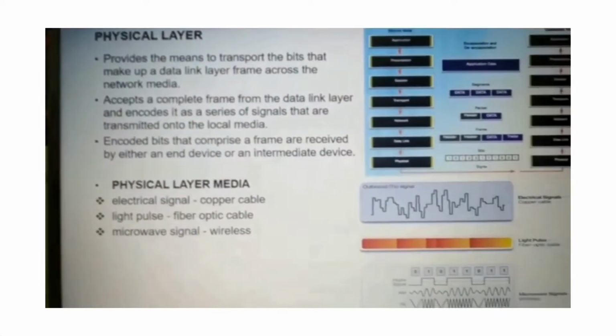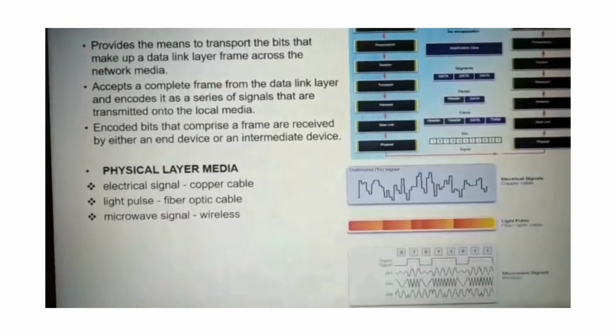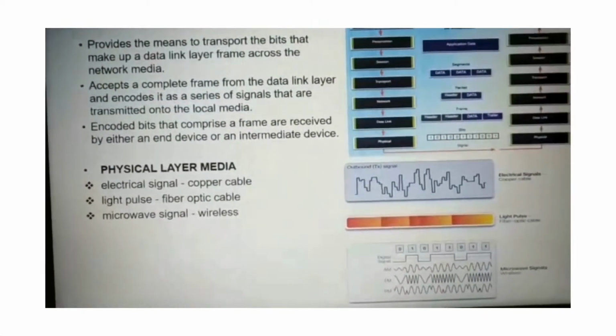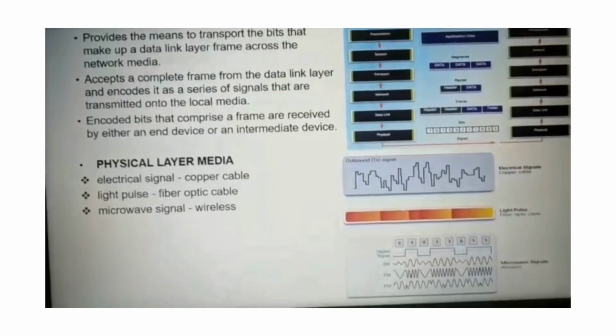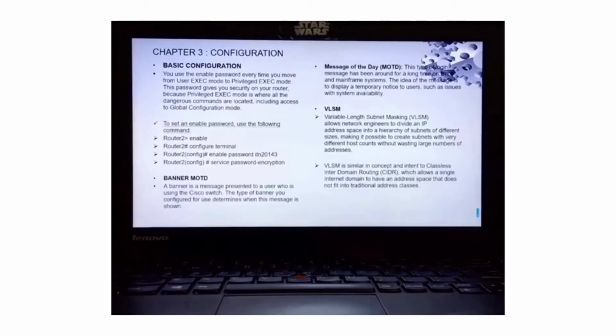Physical layer media. Electric signal, uses copper cable. Light pulse, uses fiber optic cable. And microwave signal, uses wireless. This is Step 3, Configuration.